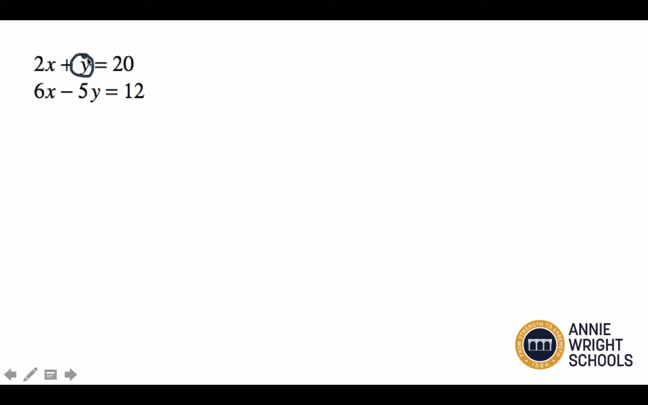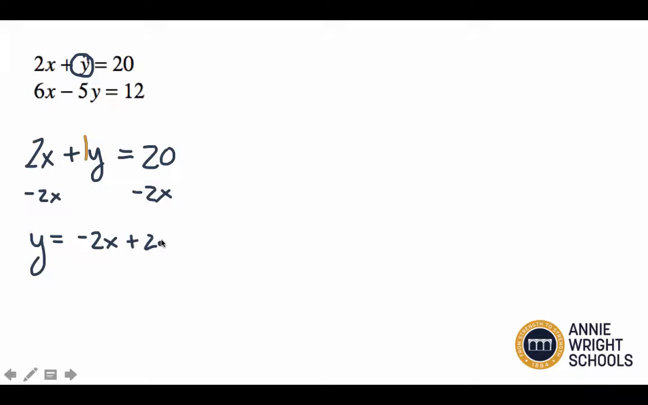If you said y in the first equation, you're correct. So the clue there is that the coefficient or number in front of y is 1. And when the coefficient of a variable is 1, it's really easy to solve for. I subtract 2x from both sides, and I get y equals negative 2x plus 20. Now what I'm going to do is take negative 2x plus 20, and substitute that in for y in the equation I did not solve for.